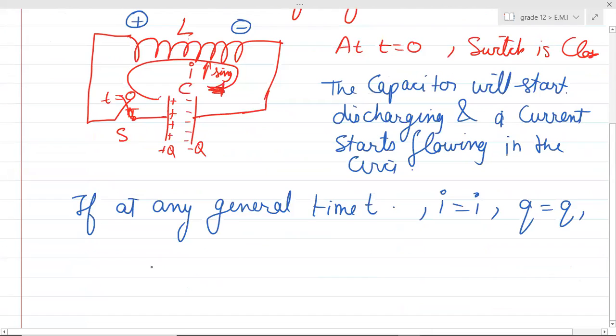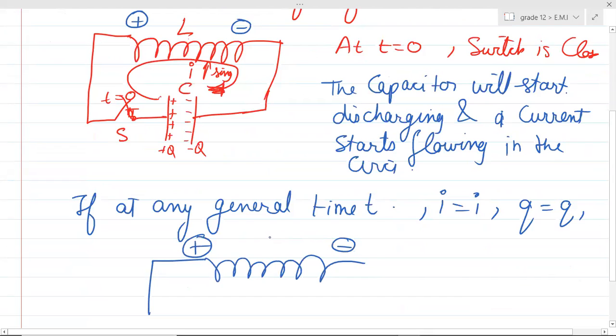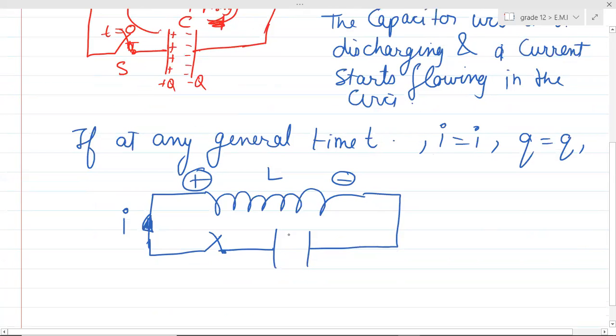basically what is happening? This will start opposing. The current will be i, and the charge remaining on the capacitor will be how much? Q. Can you see over here? Capital Q was what? Capital Q was the initial charge, right?